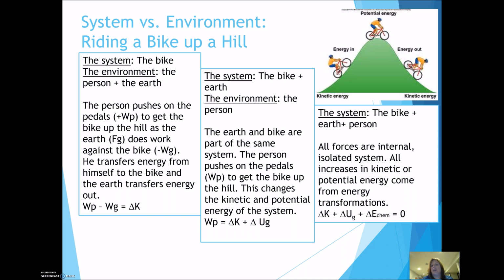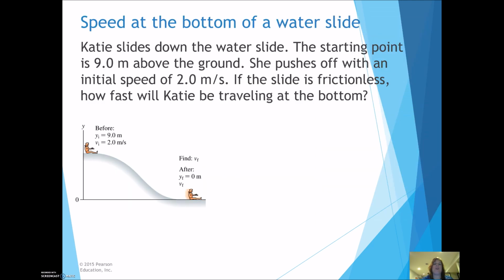So let's take a look at some problems. I'm going to have you do some of these problems on your own because this video is awfully long, but let's start off with one of them together. Katie slides down a water slide. The starting point is 9 meters above the ground. She pushes off with an initial speed of 2 meters per second. The slide is frictionless. How fast will Katie be traveling at the bottom?